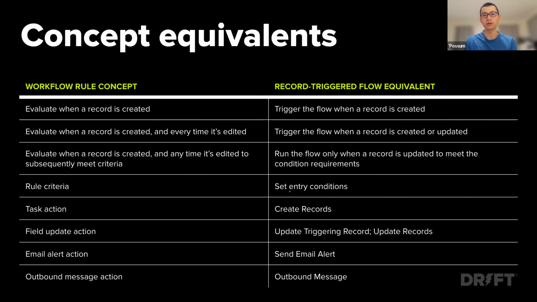You can also set entry conditions. You can create records and update records. Obviously, you can do this on the record that triggered the flow, or you can update related records as well, which is very powerful. And you can send email alerts. Also, this part was kind of neat for me. I think it might have been around for a while, but you can send outbound messages. This uses the same outbound message workflow component, so everything that's built there is reusable in the record trigger flow.